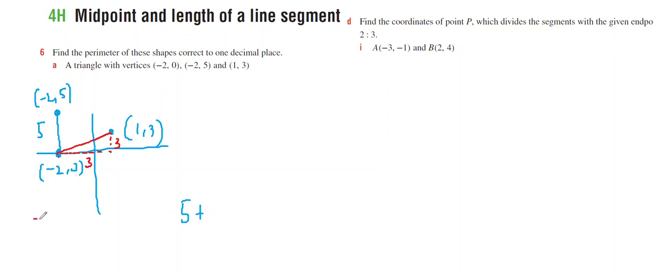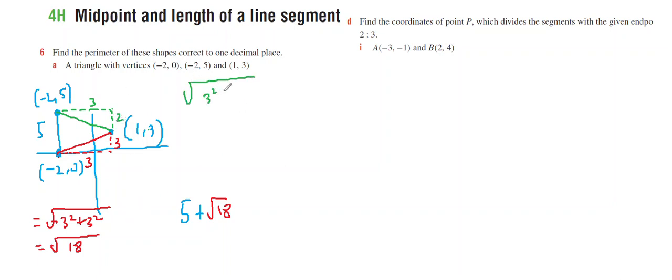So that distance will equal the square root of 3 squared plus 3 squared, which is the square root of 9 plus 9 or 18. And then the last line is this one here, which also has a run of 3 and has a rise of 3 up to 5 or 2. So that will be the square root of 3 squared plus 2 squared, the square root of 9 plus 4, or the square root of 13.